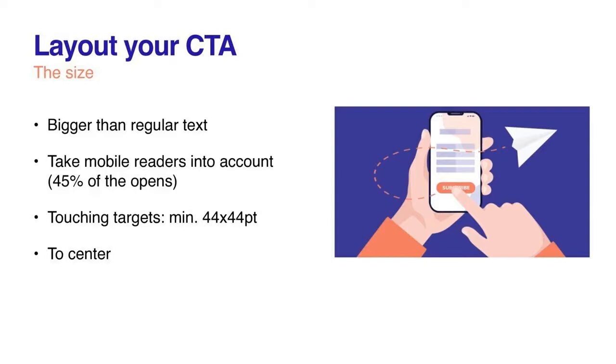Apple advises to set the touch targets to a minimum of 44x44 points, and we also recommend this as a good starting point when designing a CTA. On a mobile device, it's also a good idea to center the call to actions. That way, left and right-handed people can operate their phone and your mail with one hand.